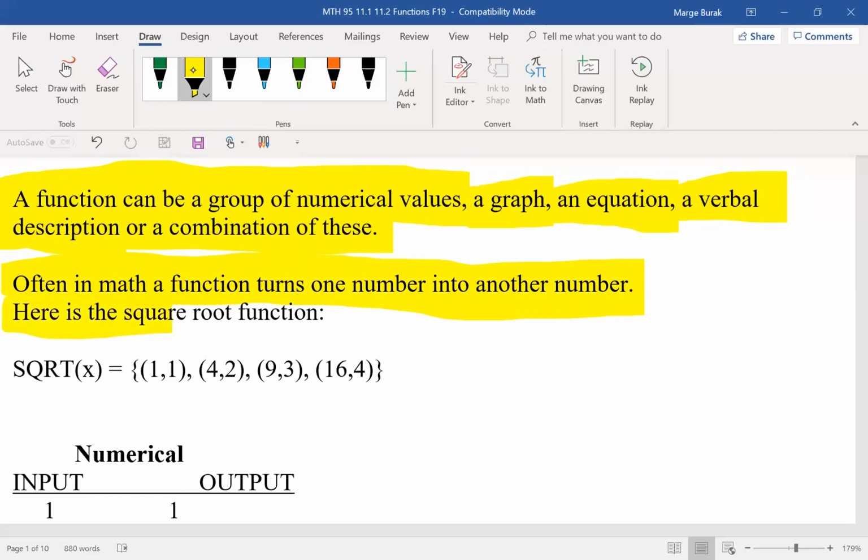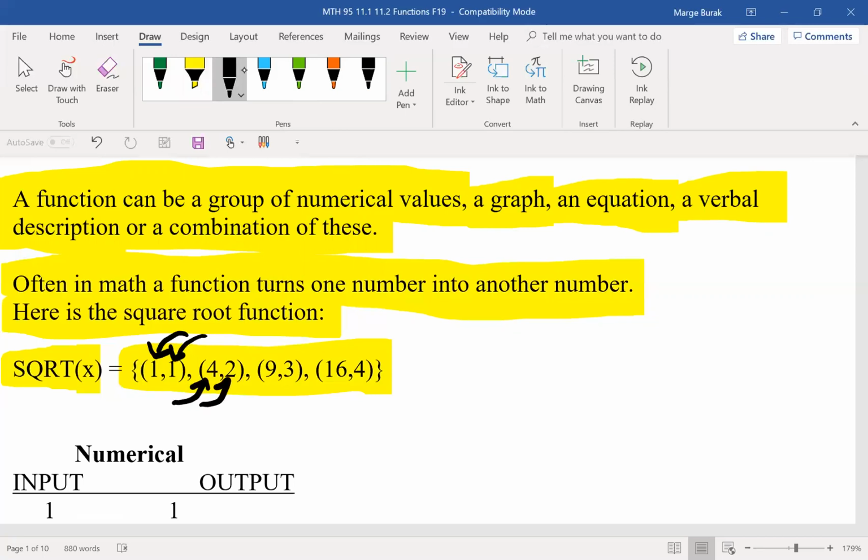So there's a function called the square root function. And this is what it looks like. If you take the square root of x, you will get certain numbers. So this is my function. It can look like points. If I take the square root of 1, I get 1. If I take the square root of 4, I get 2. If I take the square root of 9, I get 3. If I take the square root of 16, I get 4. Okay, that's just one way to look at it, with points.